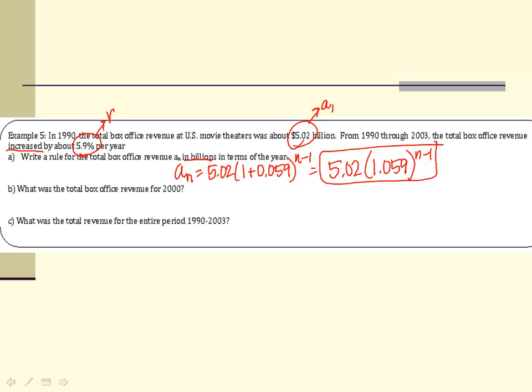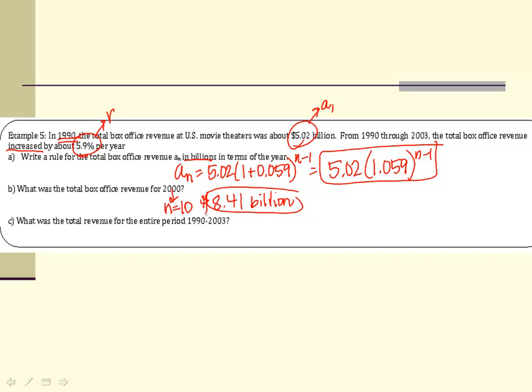So it's coming back. What's the total box office revenue for 2000? The question is, what year is that? 1990 is when I started, so 2000 means our year 10. You plug it into our formula. What do you get? 8.41. Don't forget a label, billion. Probably need a dollar sign in there too.